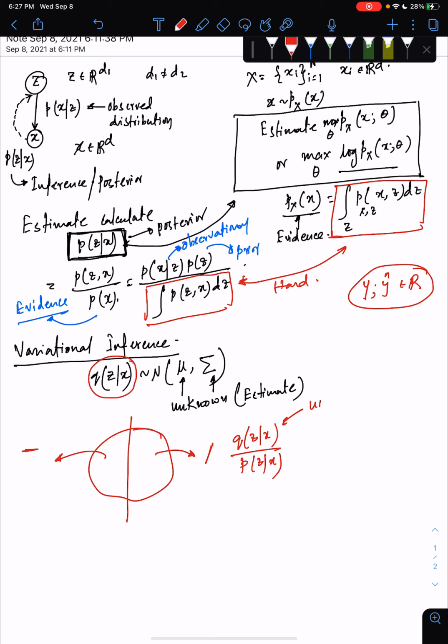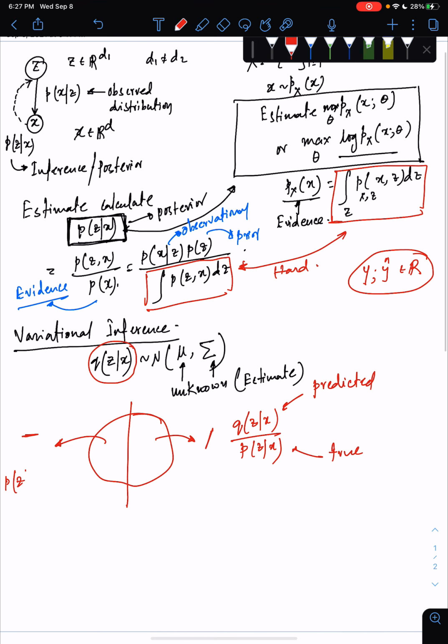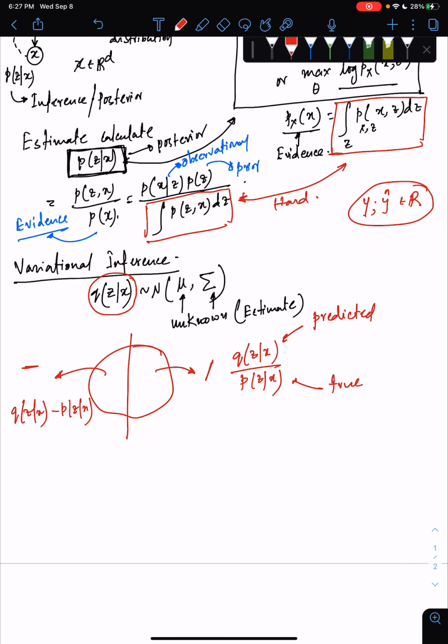So this is not unknown, this is predicted, this is true, and we can have something like this: q(z given x) minus p(z given x). With variational inference and variational autoencoder, we will obviously use a particular form, but let's at least talk about this form, because it is also very important.